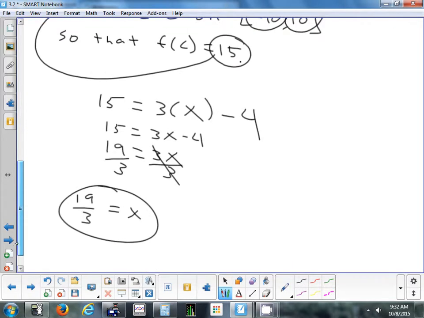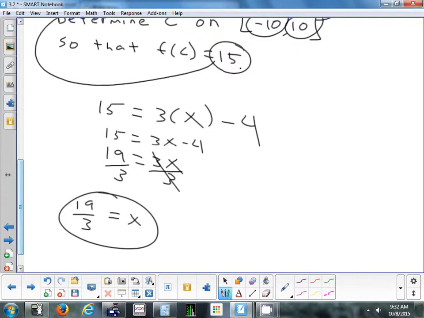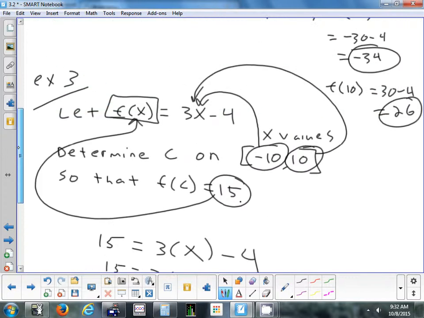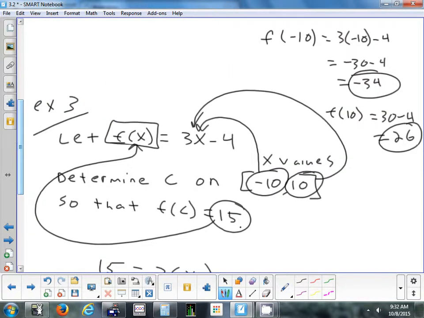Okay? Questions on that? So why did you have to actually plug in the negative 10 and 10? Just to see if this was even possible. Right? I didn't give you a question that was impossible, but if they said determine a number between negative 10 and 10 so that you go through 146, I would plug these in and check and say, this is impossible. You're asking me to go through 146, and the highest I ever go is 26. I cannot find a number between negative 10 and 10 that would ever go through that.